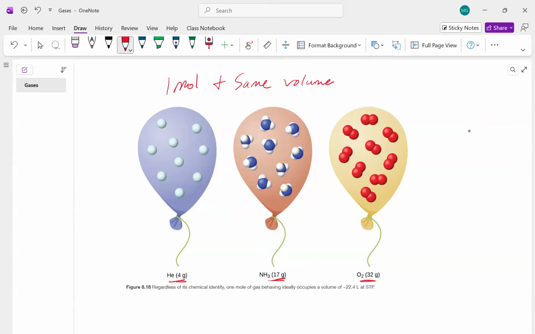And so it doesn't matter its identity. Doesn't matter that 1 mole of helium weighs less than 1 mole of oxygen. If you have 1 mole of gas, it will occupy the same volume, 22.4 liters, as another mole or as a mole of another gas. We call that standard molar volume.